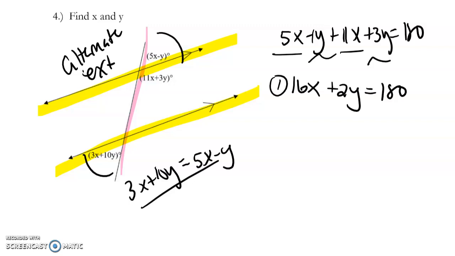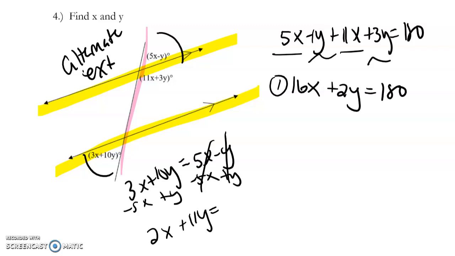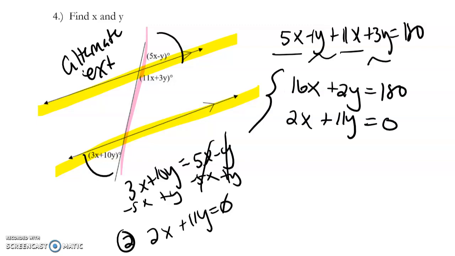I'm going to look at my second equation over here on the bottom, and I want to get all of my x's and y's on the left side as well. So I'll subtract 5x on both sides, and I will add y on both sides. So it looks like it's going to become 2x plus 11y is equal to 0. So that's my equation number 2. So equation 2 is going to be 2x plus 11y is equal to 0. And I'm going to solve this as a system.